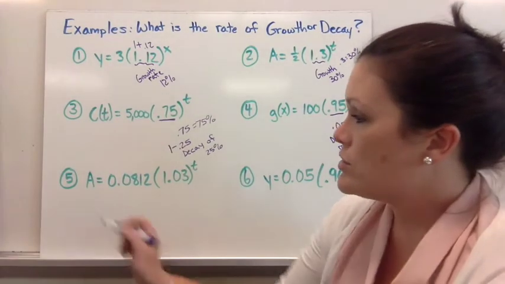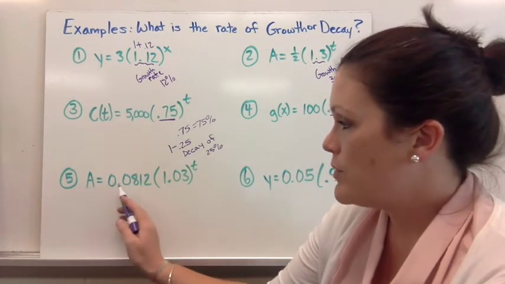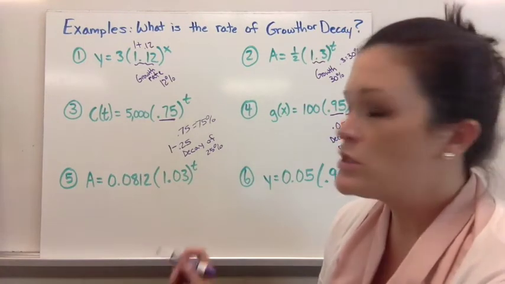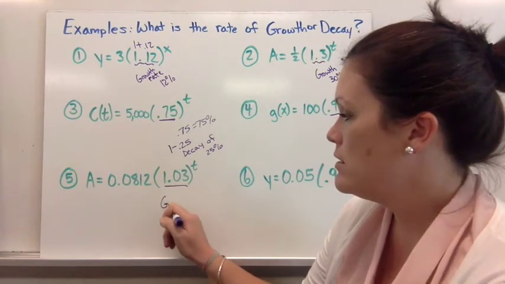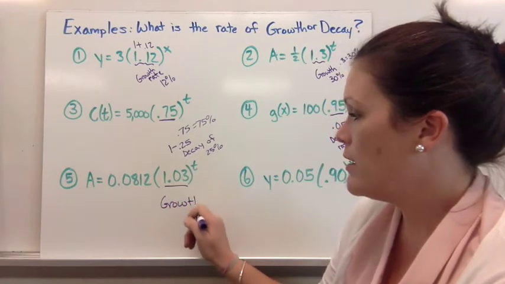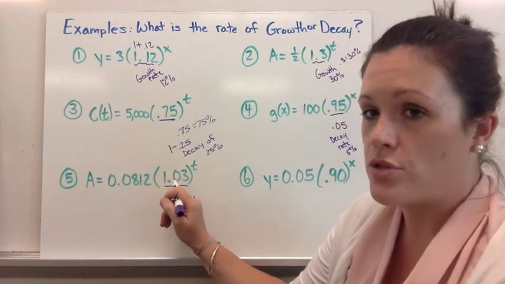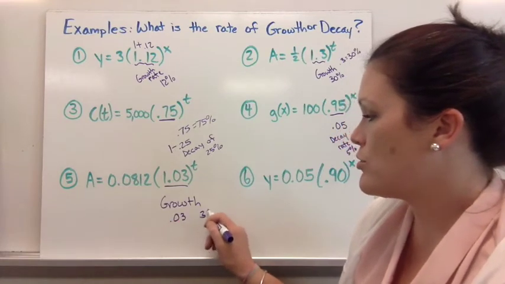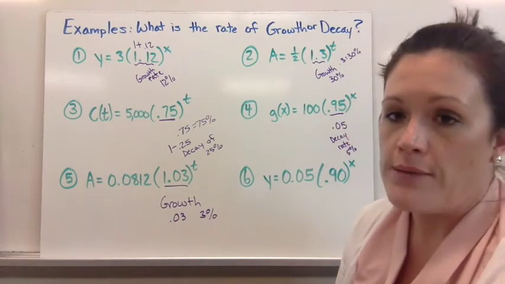For number 5, A equals 0.0812 times 1.03 to the t power. So this one is larger than 1, so it's growing by a rate of how much larger than 1? It was 0.03 larger, which is a 3% growth rate.